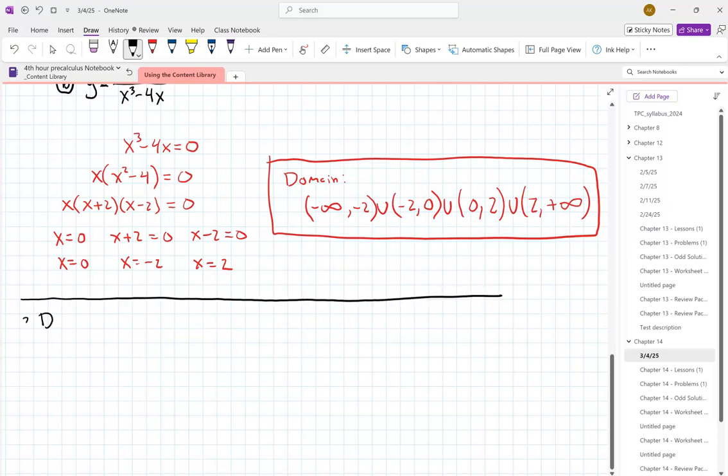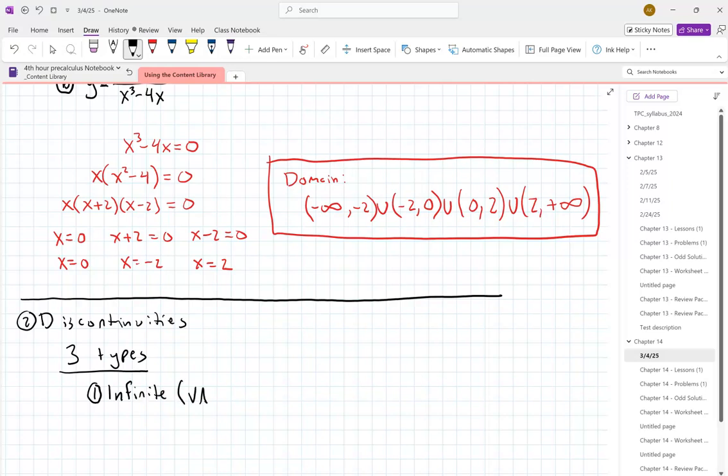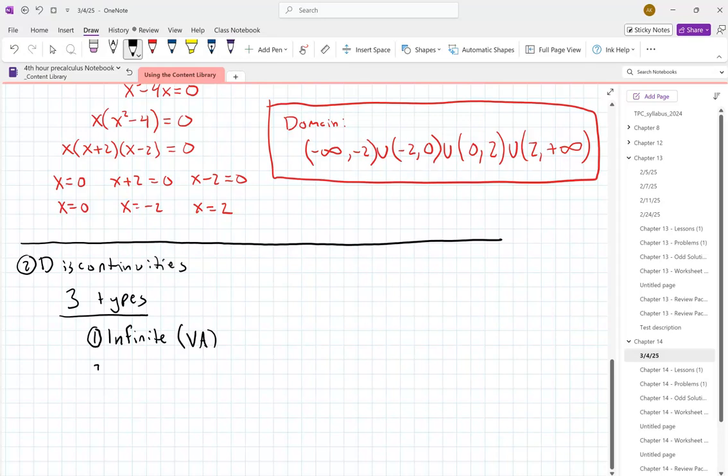So now we'll talk about discontinuities. There are 3 types of discontinuities. This is true for all functions. There are infinite discontinuities. We call those things probably vertical asymptotes, is what you've called them in the past. There's holes. We call those removable discontinuities. And then there's jumps, or just a jump discontinuity.